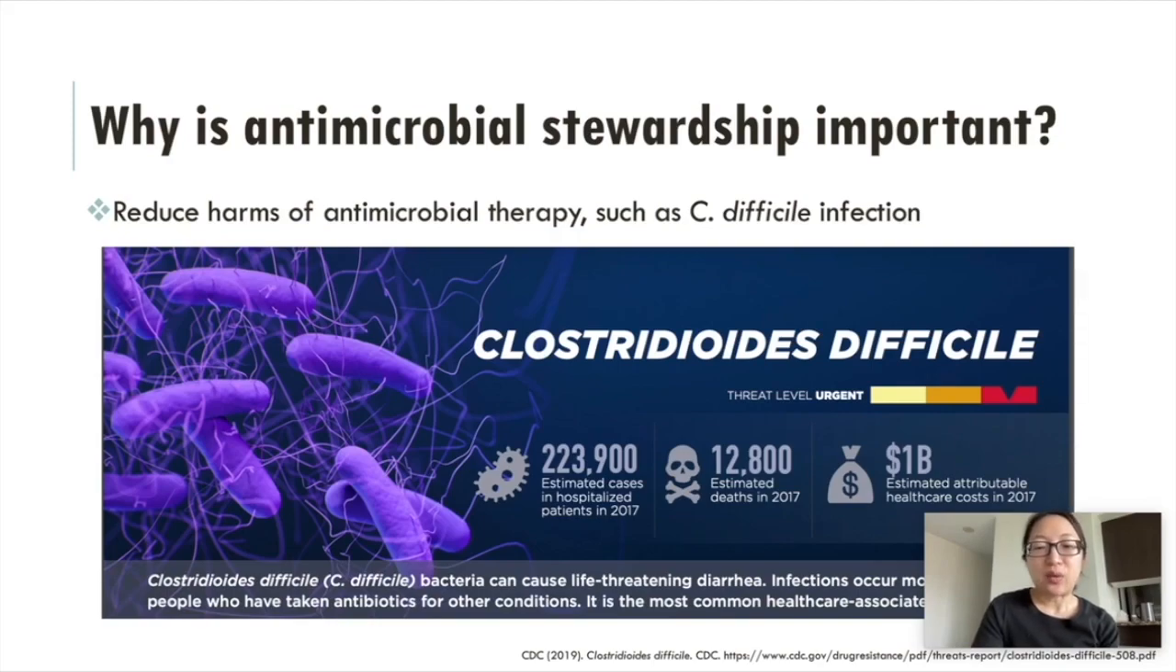Recent data has shown that while healthcare-associated C. difficile cases are decreasing, community-associated cases are not. And strategies to reduce C. difficile infections include reducing and improving antibiotic use, such as practicing antimicrobial stewardship.